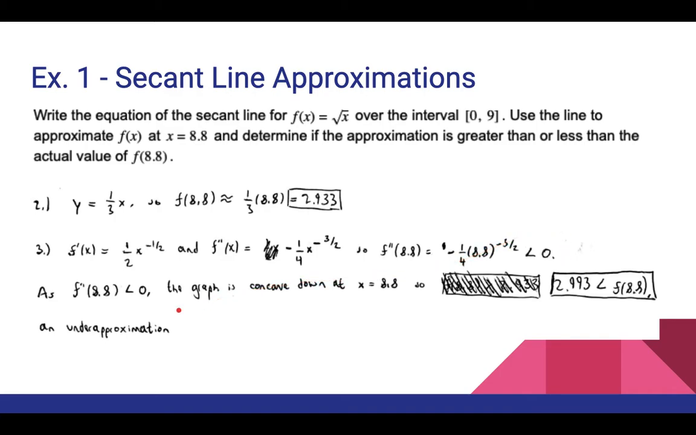Because our second derivative is less than 0 at this point, the graph is concave down at x equals 8.8. As a result, our secant line approximation is less than the actual value of our function at 8.8, so we get an under approximation.